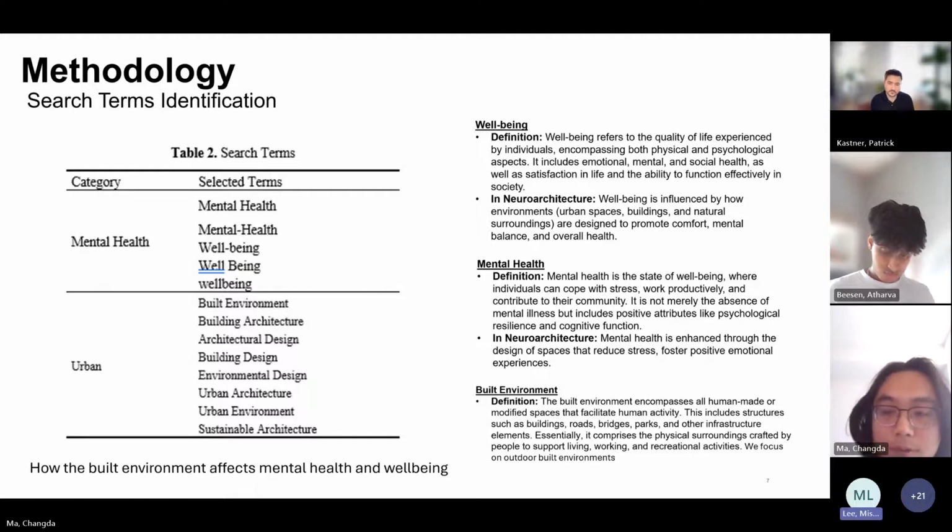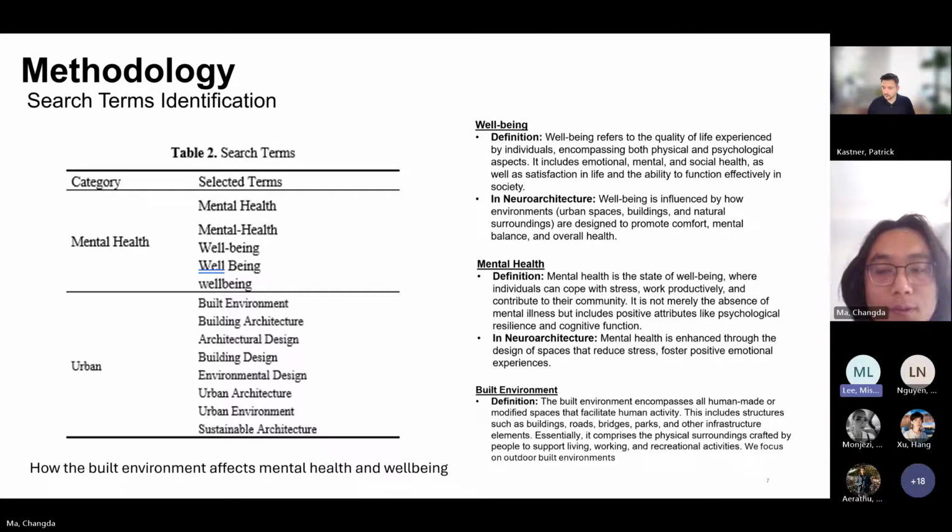Here, the terms are just different spellings of mental health and well-being, so we have all the articles that relate to that, and also different words that relate to the built environment. And just quick definitions of our main terms. Well-being includes the quality of life, life satisfaction, and the sense of meaning an individual or group feels. It includes many different aspects, like mental, emotional, physical, and social, but we're not really focusing on the physical aspect for this review.